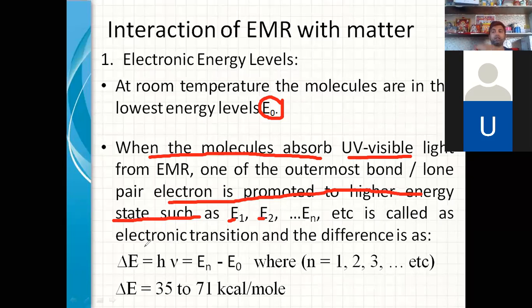Already we know this electronic transition. When the electron absorbs light, it can go from a lower energy level to a higher energy level, which is known as electronic transition. And the energy difference, delta E is equal to h nu is equal to E final minus E initial. So this we know already.